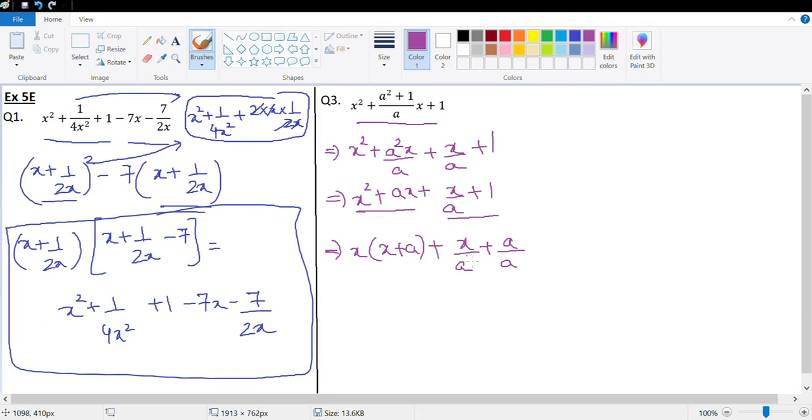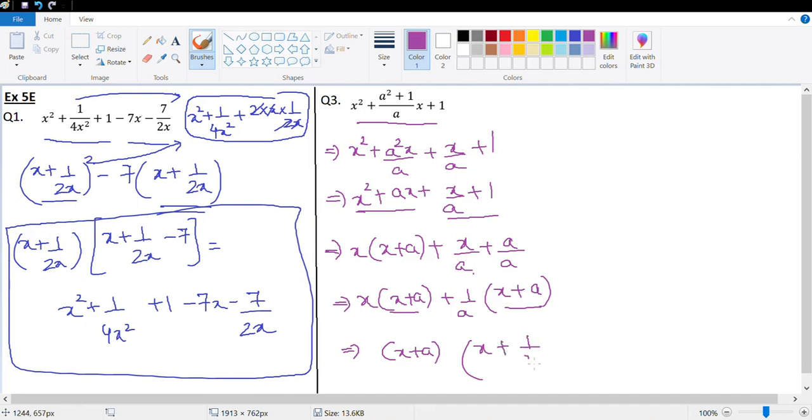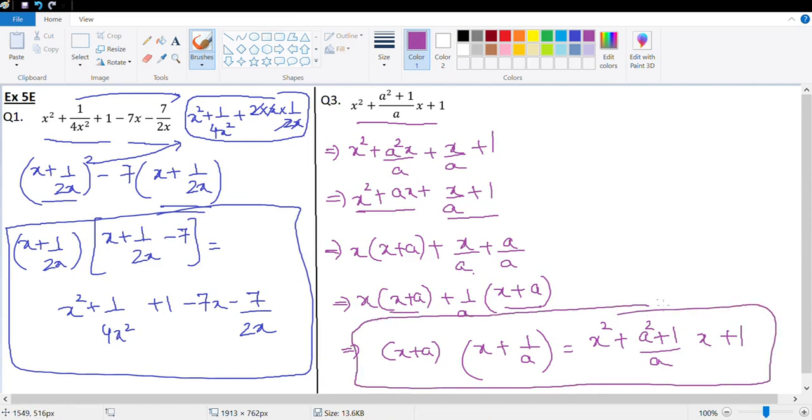Why am I doing that? I'm doing that so that if I need to take out something common, I could take out 1/a common. Let's see how it helps us. This is x times (x + a) + 1/a times... If I take common, what remains from the first term is x. What remains from the second term is a. Right? Now x + a is common in both these terms. So if I take x + a common, what I get from the first term is x. What I get from the second term is 1/a. So that's the factorization of x² + (a² + 1)/a times x + 1. So that's our final answer.